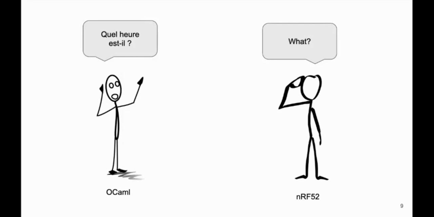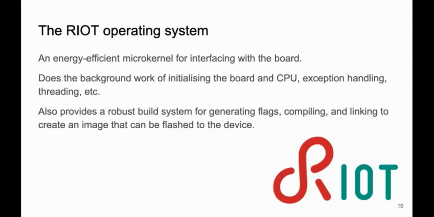The solution to this is RIOT-OS. RIOT-OS is three useful things. It's an energy-efficient microkernel for interfacing with the board. This means it can sit between the OCaml runtime and the board and basically be a translator. Secondly, it does the background work of initializing the board and the CPU with exception handling and threading and everything that we need to do beforehand.